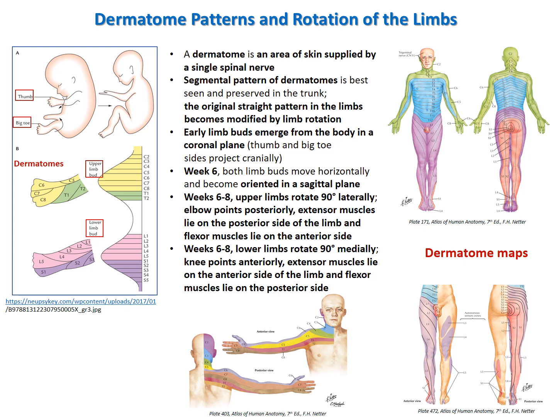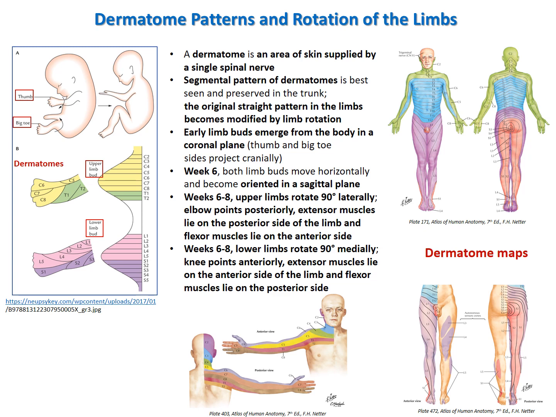The early limb buds emerge from the body and are oriented in a coronal plane. The thumb side of the hand projects cranially in the upper limb bud, and the big toe side of the foot projects cranially in the lower limb bud, seen in the illustration on the left.